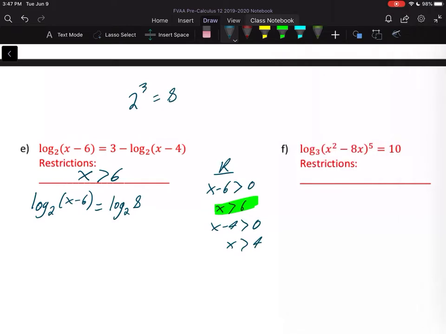Okay, so you never have to get these wrong. You can always check your work. Then minus log base 2 of x minus 4. Okay, let me put a line there to separate the restriction work.